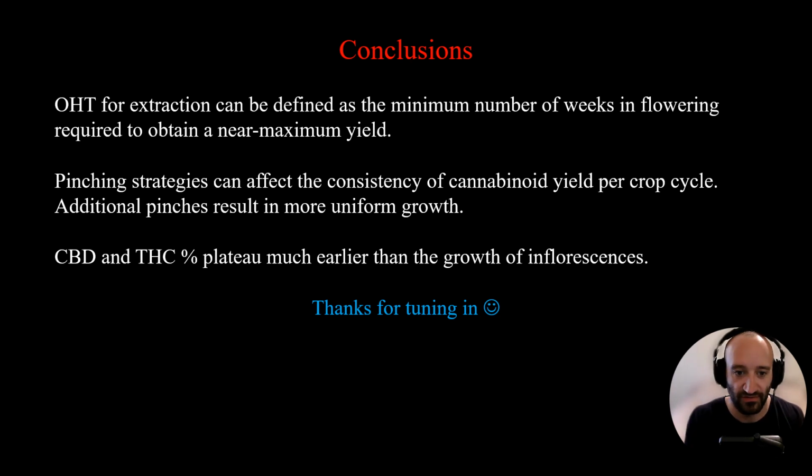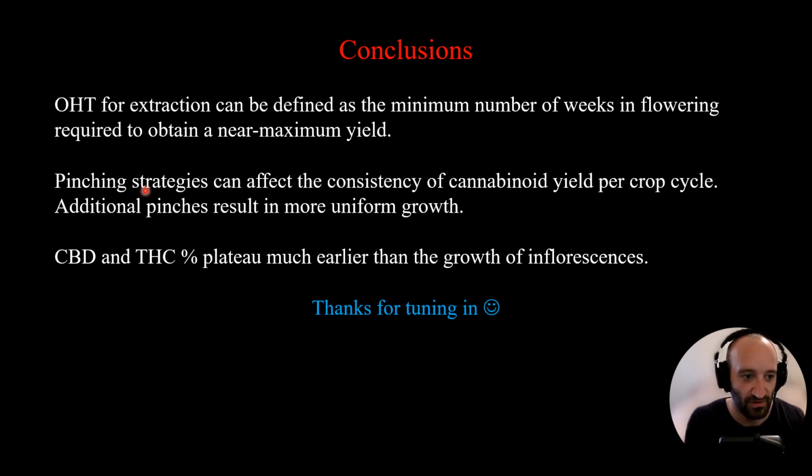All right, so just to wrap things up here, we've been thinking about trying to have a more standardized approach to determining when to harvest plants, right? Let's take the subjective parts out of this. Let's get something that's a little bit more uniform, something that can be applied to all sorts of genetics, and make it a more simple approach to determining harvest. And so we're defining optimal harvest time for extraction. We understand that it's way more complex when we're thinking about smokable product, but when we're talking just about growing cannabis for the purpose of extraction, we can define our optimal harvest time as the minimum number of weeks in flowering required to obtain a near maximum yield.